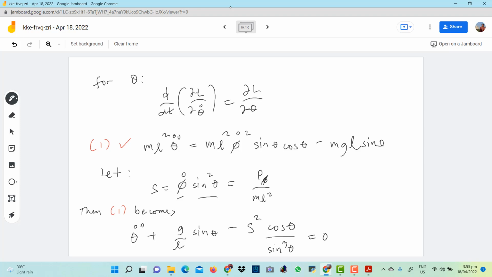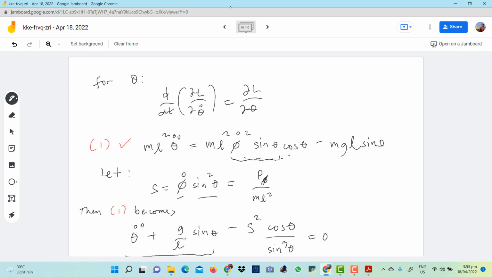Okay? Again, when I define S as phi dot sine square theta, then this becomes theta double dot plus g over L sine theta minus S square cosine theta over sine cube theta equals 0. And I think these two terms are familiar.